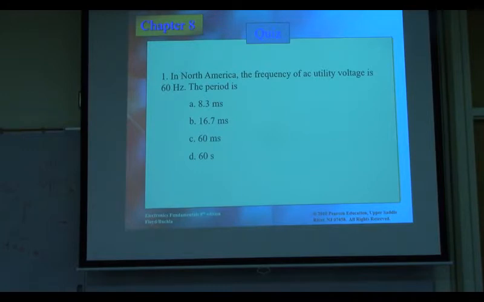60 hertz. What is the period? It's going to be B, because F and T are related: F times T equals 1. So the period equals 1 over 60, which is B. Yes, 1 over 60. That's B.